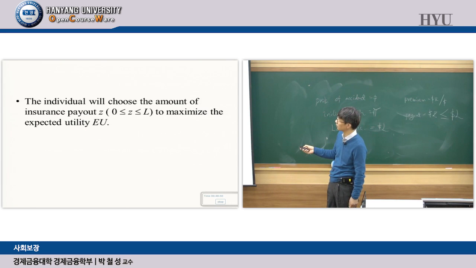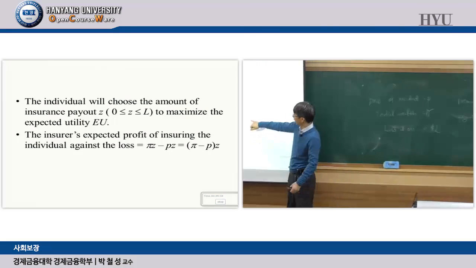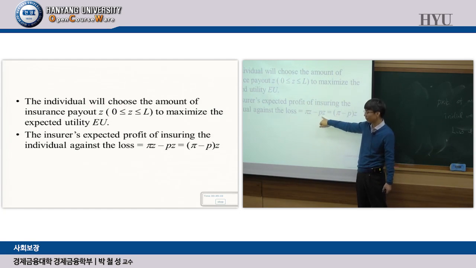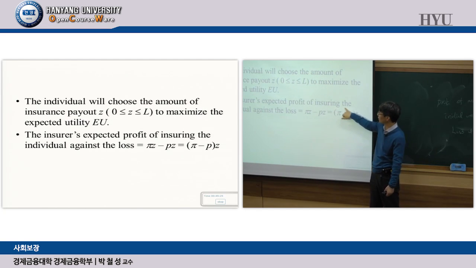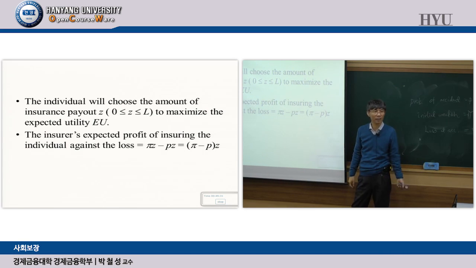So this is what I said. The individual will choose the amount of insurance payout Z to maximize the expected utility EU. Now think of the insurer's expected profit of insuring the individual against the loss. The revenue is pi times Z. What is the expected payout? P times Z: the probability of accident, and in that case, you pay out Z. So this is revenue, this is expected cost. So your expected profit is pi minus P times Z.